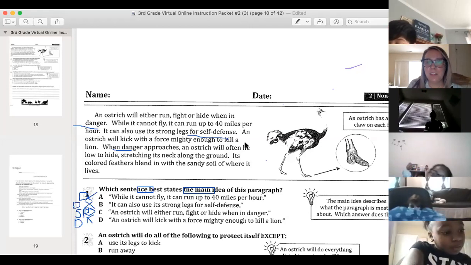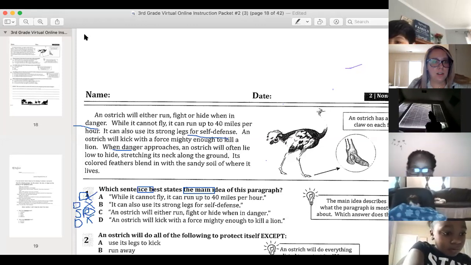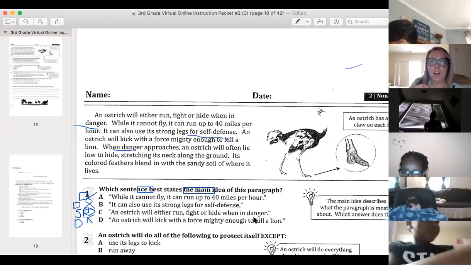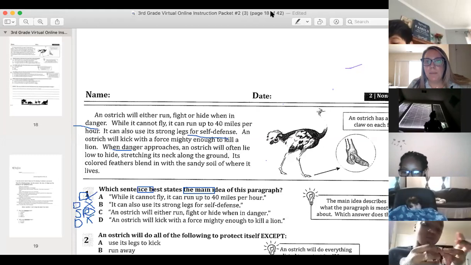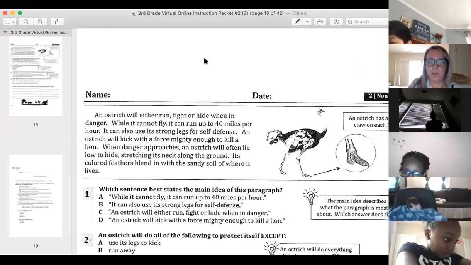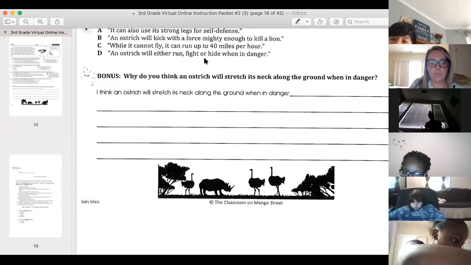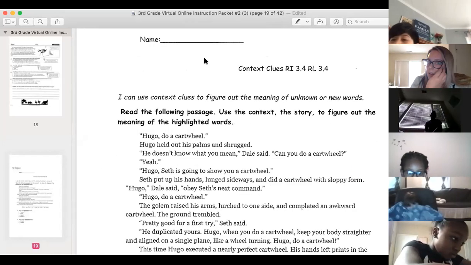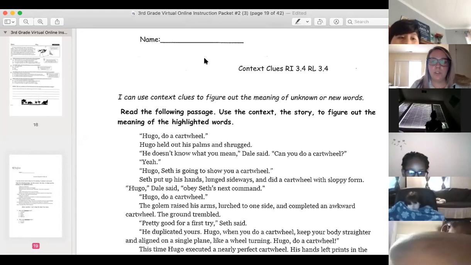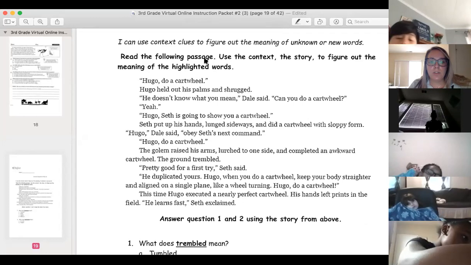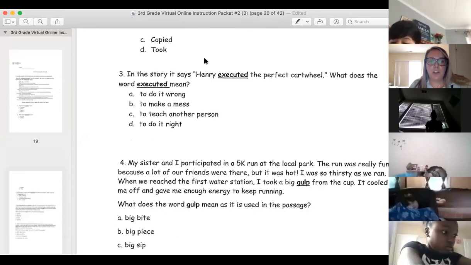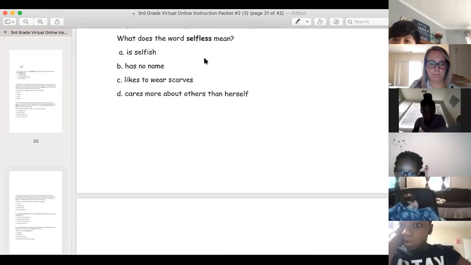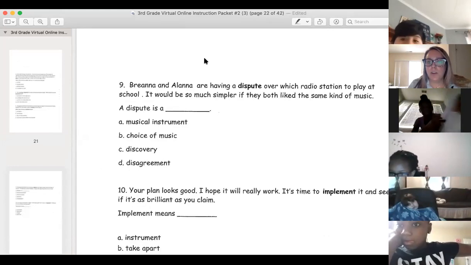All right, so I'm going to clear my screen, and then I want us to get into context clues, okay? Let's all turn to where it says 430, context clues. I am going to model and do 1 and 2 for you. We are going to do 3 and 4. And then your Kahoot is questions 5 through 10.